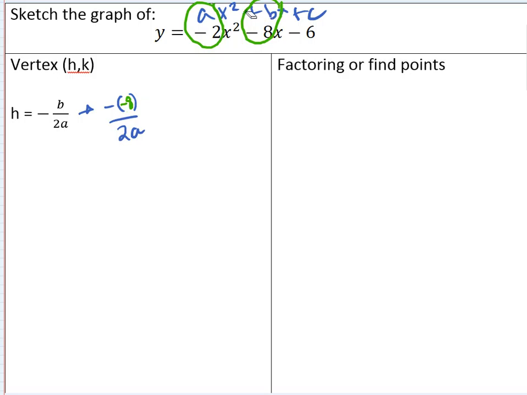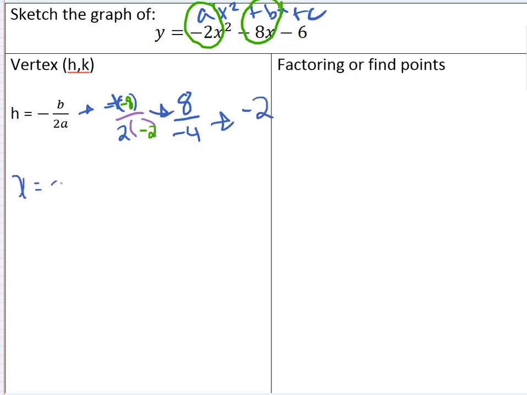Oops, I should have put in parentheses for a. Okay, over 2 times, and then we said that a was negative 2. So negative over negative is a positive, so I have 8. 2 times negative 2 is negative 4. So this simplifies down to negative 2.